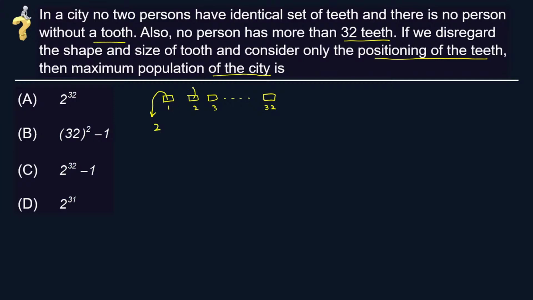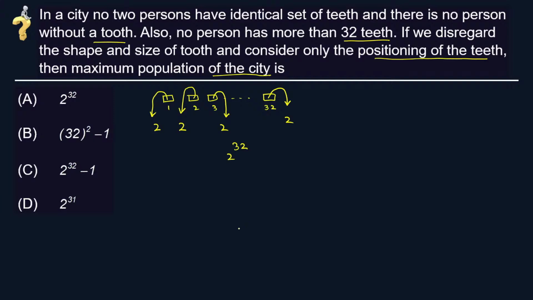Again, in the same way, the second position can be filled in 2 different ways. Either a tooth is there or it is not there. Similarly, the third position will be filled in 2 ways. Either a tooth is there or it is not there. And the 32nd place in the same way will have 2 ways of filling with a tooth. Therefore, the total number of ways in which a set of 32 teeth can be formed is 2 to the power 32.